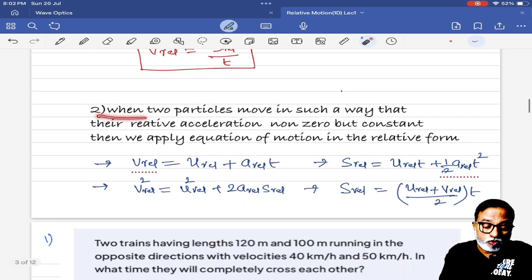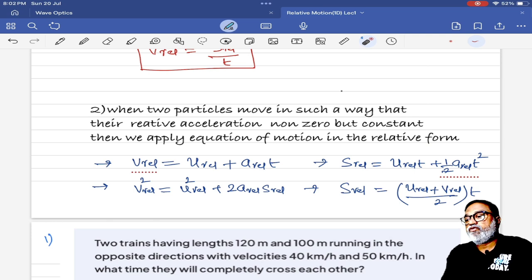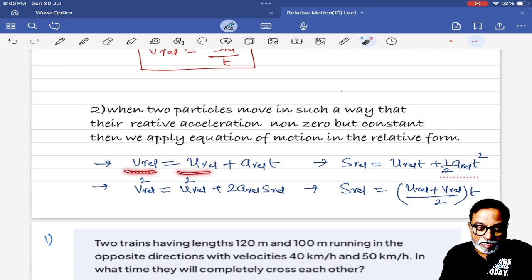Second one, when two particles are moving in such a way that their relative acceleration is non-zero but constant, then we apply equations of motion in relative form. So in kinematics there are four equations of motion, and those equations we can use in relative motion. See, V rel is equal to U rel plus A rel into T. Means final relative velocity, initial relative velocity, plus A rel into T. Like that, S rel is equal to U rel T plus 1 by 2 A rel T square. This is S is equal to UT plus half A T square.